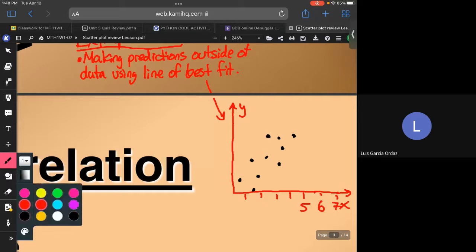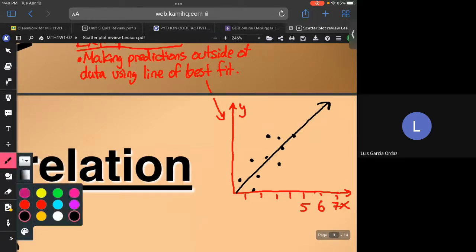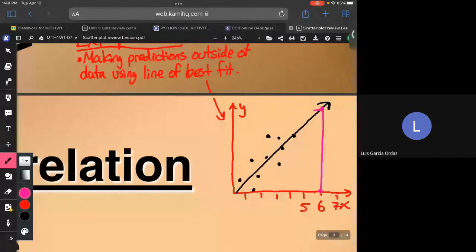So this is my line of best fit again. Let me draw it again. If I want to find out a point that's outside of the last point, for example, here is 6, I'm going to take my line at 6. I'm going to draw a vertical line until it hits my line of best fit, which is here. And I'm going to draw a horizontal line to where it hits the y-axis.